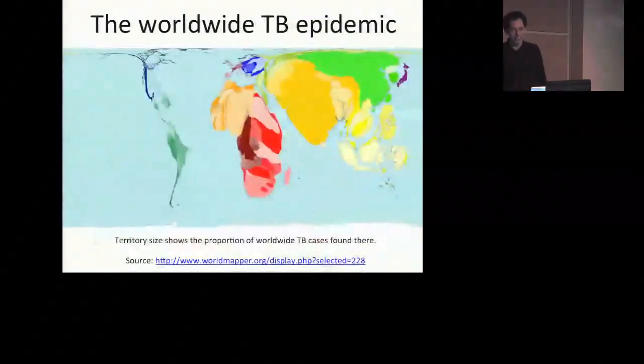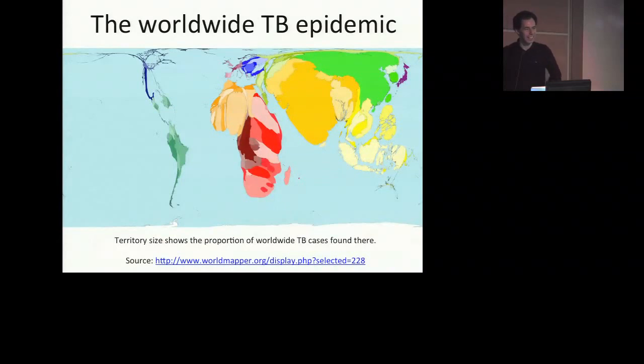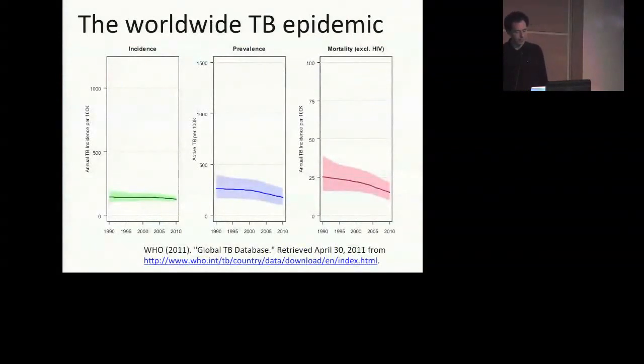So this is a map where the areas are scaled with respect to their burden of tuberculosis rather than their usual area. So you can see that some areas are much larger than you would expect and some areas are much smaller than you would expect, and that's just because that's where the burden of the disease primarily is. So sub-Saharan Africa, a lot of Asian countries, some in South America as well, not so much over here. And if we look at the worldwide epidemic, it's been fairly steadily declining, slowly but steadily declining, no matter what factor you look at.